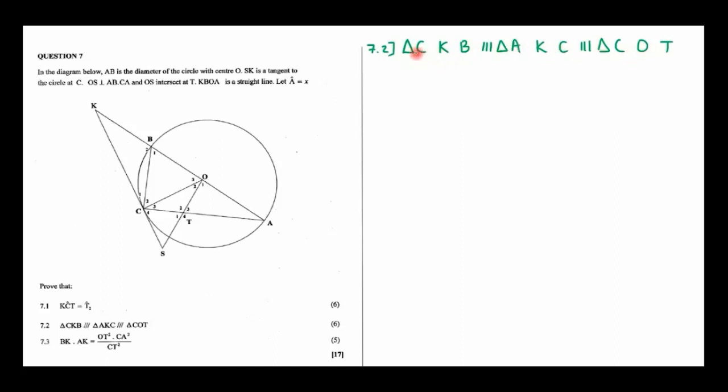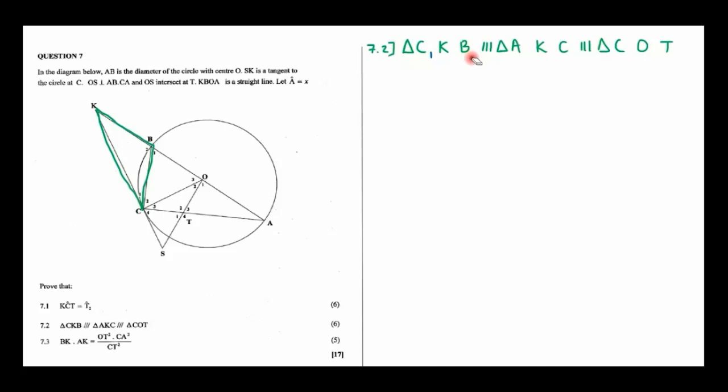Now, the reason why I'm opening spaces here is because if I want to prove that these are similar, I must know the actual angles of CKB, the actual angles of AKC, and the actual angles for COT. So what do I mean by actual angle? This is basically what I mean. If you're looking at triangle CKB, you will notice here that the angle C there, it is not C. It is C1, right? The angle K there, it is K, right? But the angle B, it is B2, right?